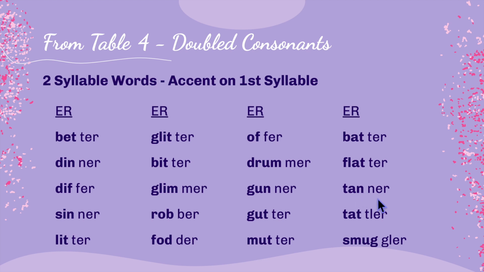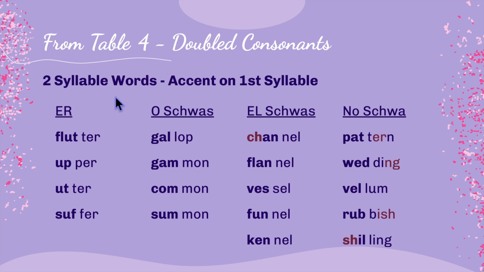flatter, tanner, tattler, smuggler. Here are more two-syllable words that are accented on the first syllable. Just like the previous page, the words have all been divided between the double consonants. So right here, we divide between the two T's, the two P's, the two F's, the two L's, and so on. Once again, Noah Webster did the work for us.